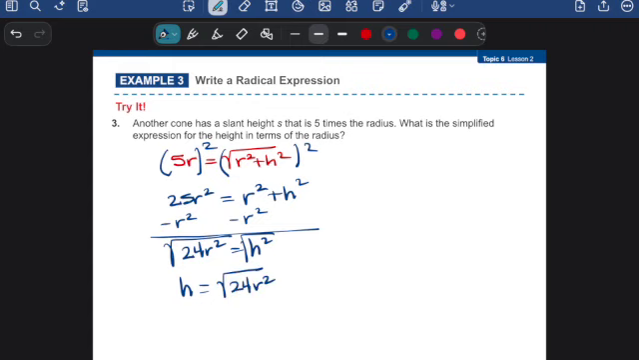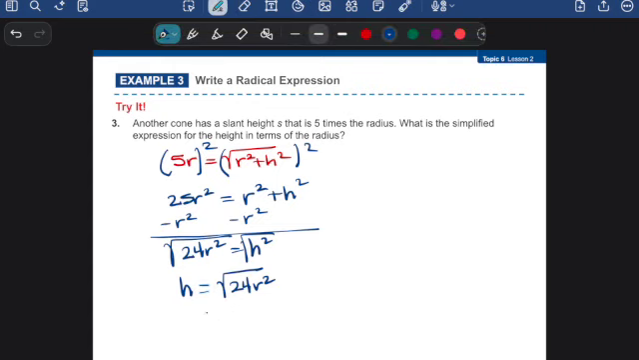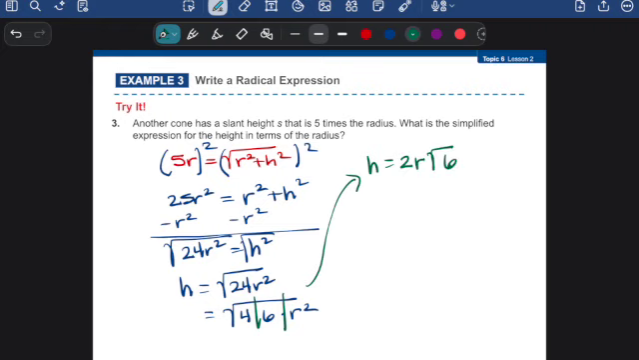Can we simplify that radical? You bet we can. So 24 equals 4 times 6, so the square root of 4 times 6 times r squared. Split the radical. We can simplify that. So then h is going to equal 2r times the square root of 6, right? Because remember, if I take the square root of a square, it just cancels out. So now I have the height in terms of radius. That's what I wanted, the height represented in terms of radius, and we did that just by simplifying.